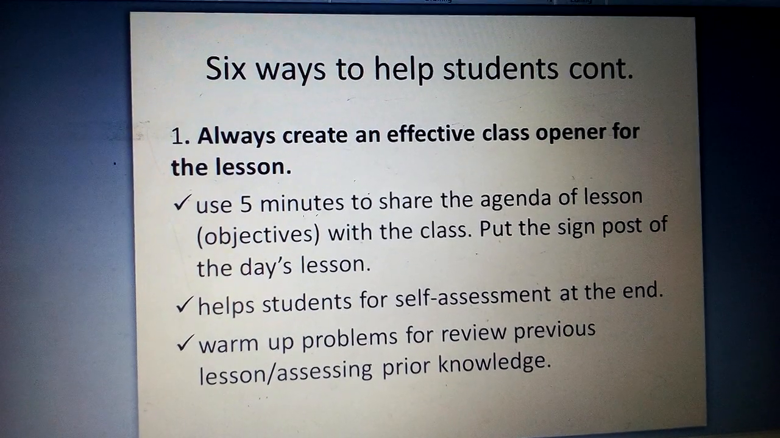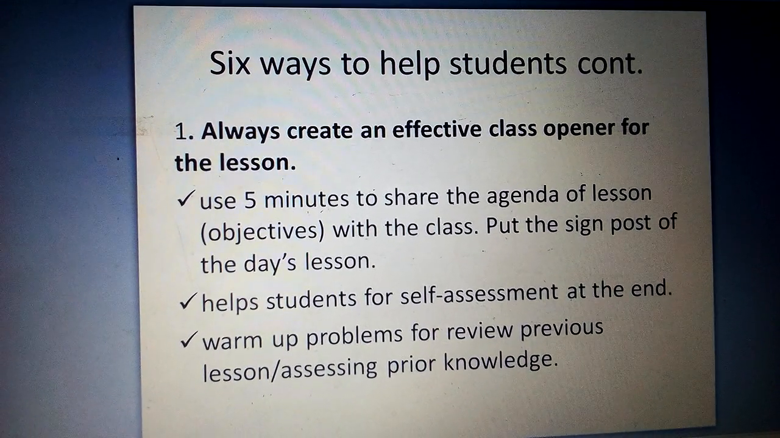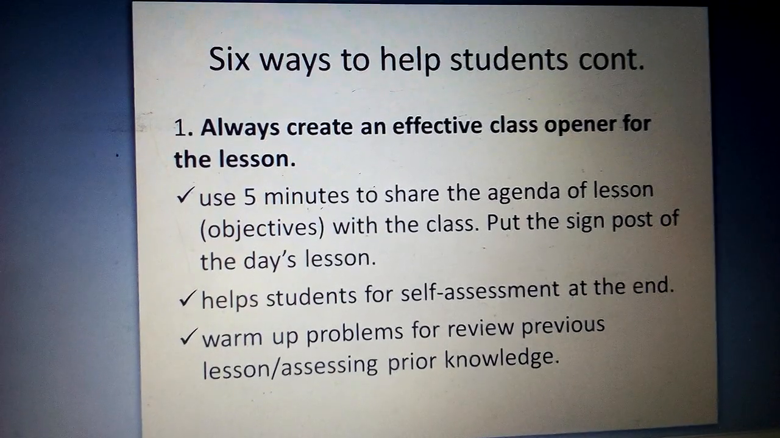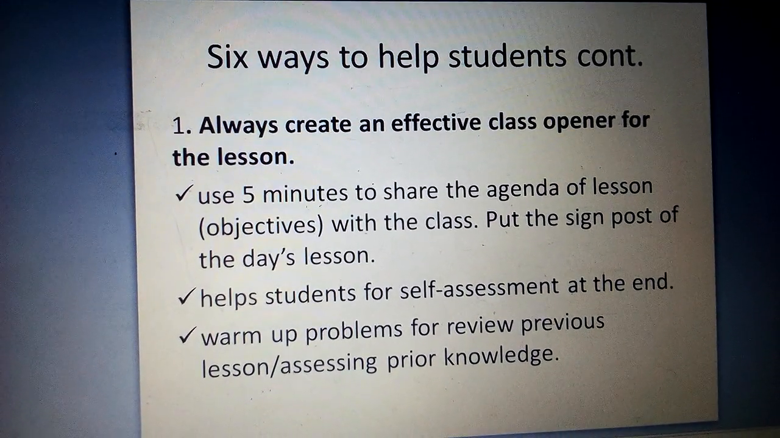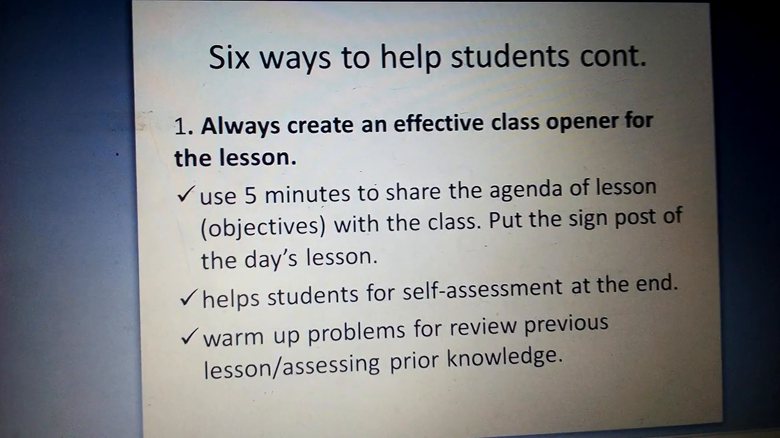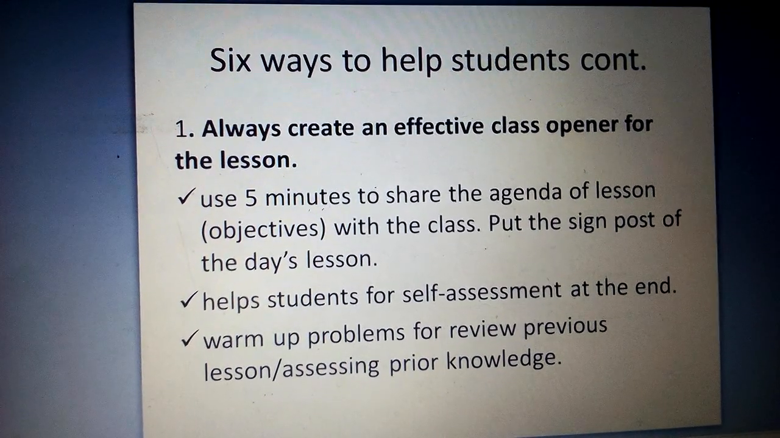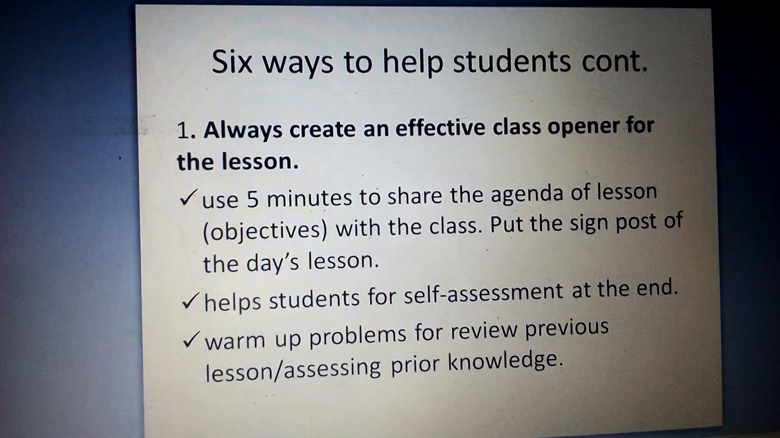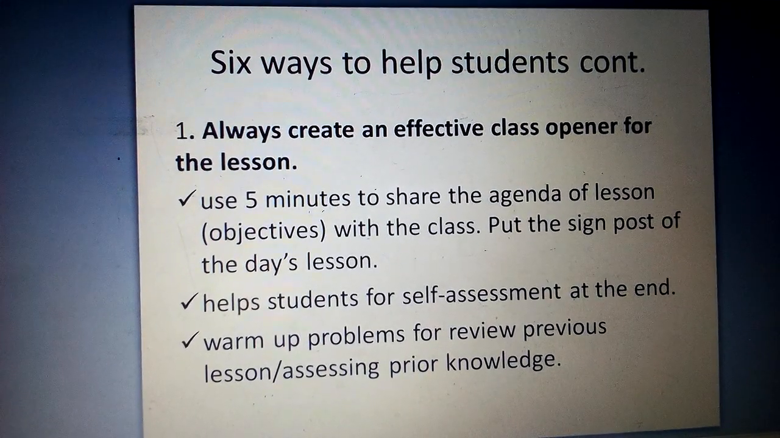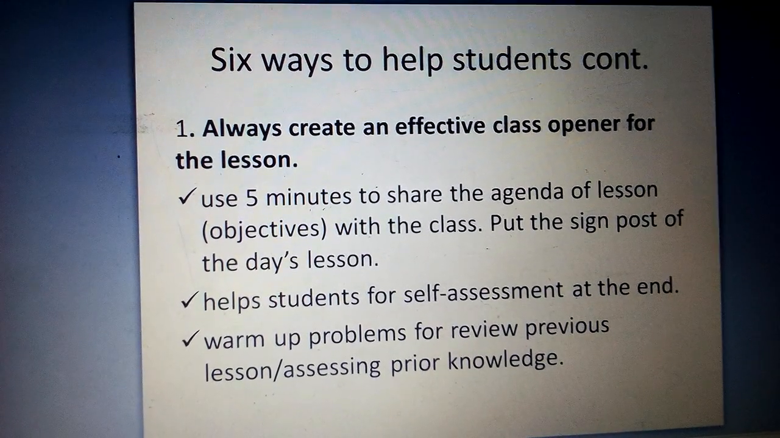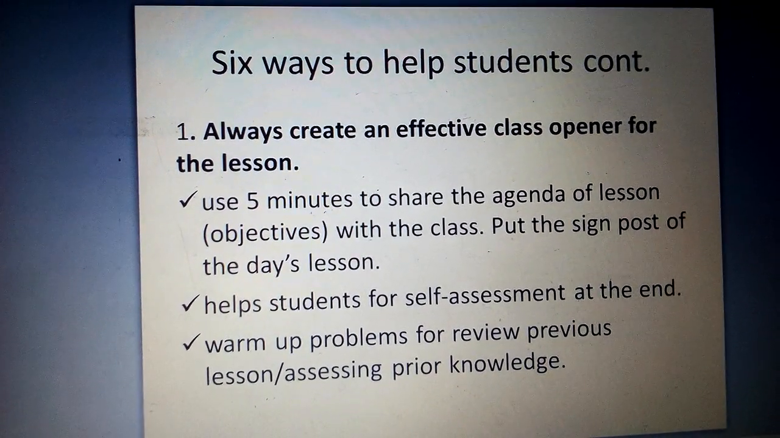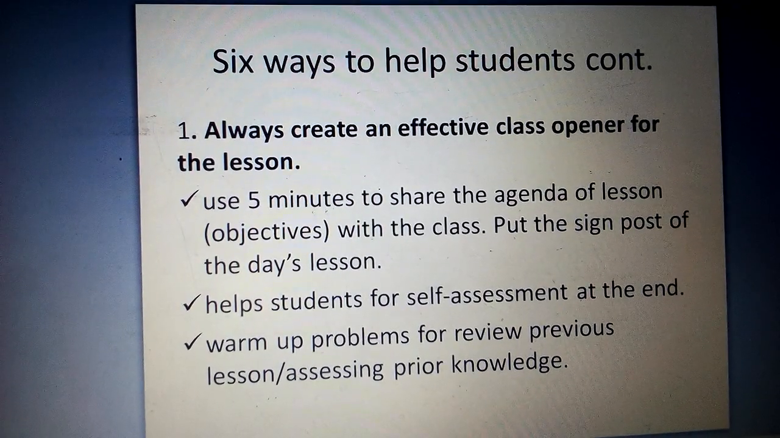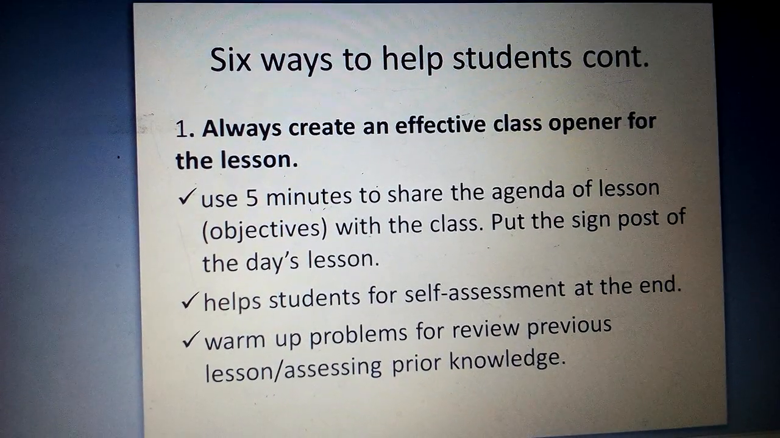Use 5 minutes to share the agenda of the lesson, that is the lesson objectives, with your class. Put the signpost of the day's lesson. This helps the students to call out self-assessment at the end of the lesson. Warm up problems to review previous lesson or assessing the prior knowledge of the learners.